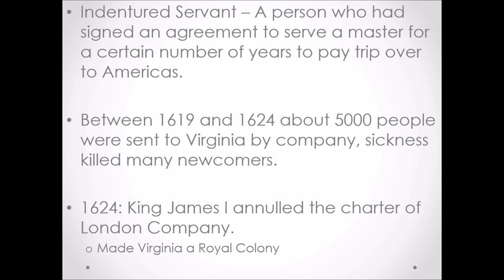And between 1619 and 1624, you have another major influx of people coming in. 5,000 more people or so are sent to Virginia by this company. You still have some issues between the Native Americans and just it being a hard place to live in this new colony before it was completely established. And the company is ultimately declared bankrupt by the king in 1624. And he annuls their charter and ultimately declares Virginia a royal colony.